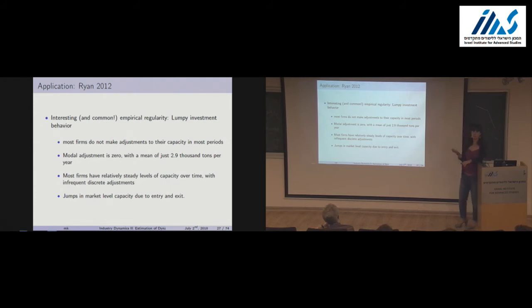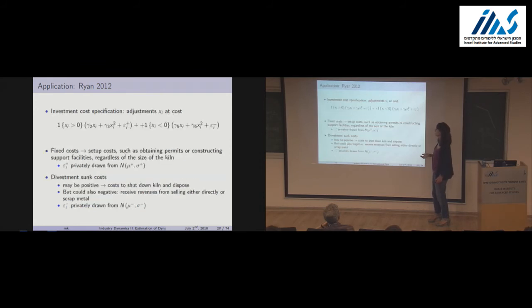If you think about the first stage policy we were talking about before, where I would get investment as a function of capital, it's hard to estimate because nothing would happen and then you would have a jump, and then nothing will happen and you have a jump, and so on and so forth, which means that there is an underlying model of adjustment costs that you need to get at that is not empirically straightforward to get at. So indeed, these firms do not make adjustments in most periods. The model adjustment is 0, and essentially they make infrequent, often large capacity adjustments. So you have these jumps in market level capacity, both because of this investment process and also through entry and exit. So how is he going to capture this empirical pattern?